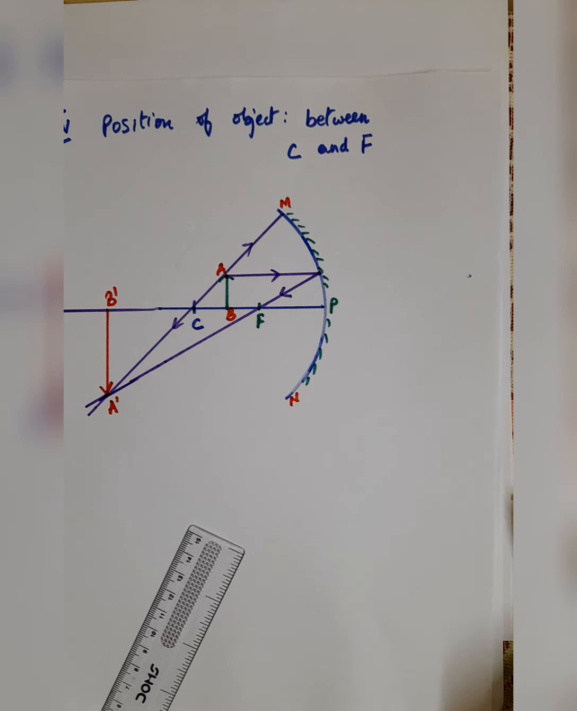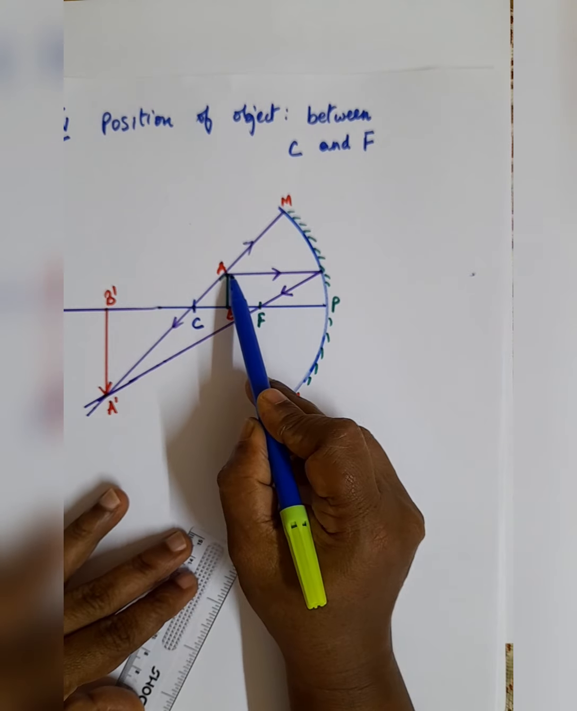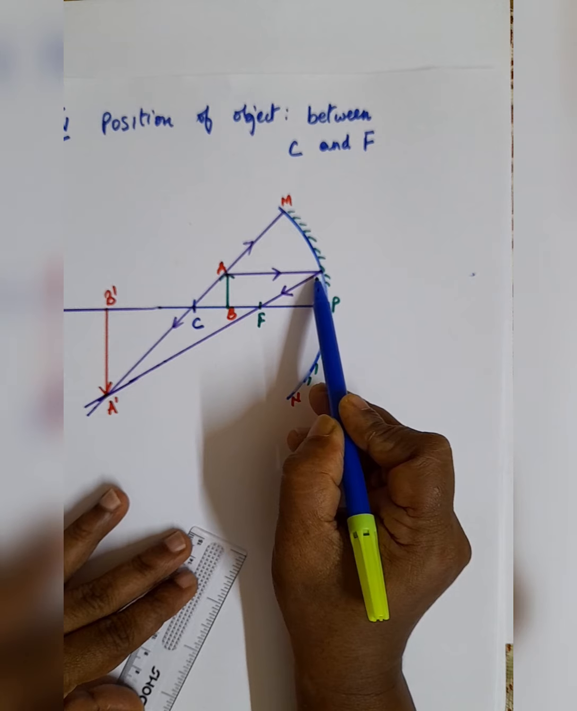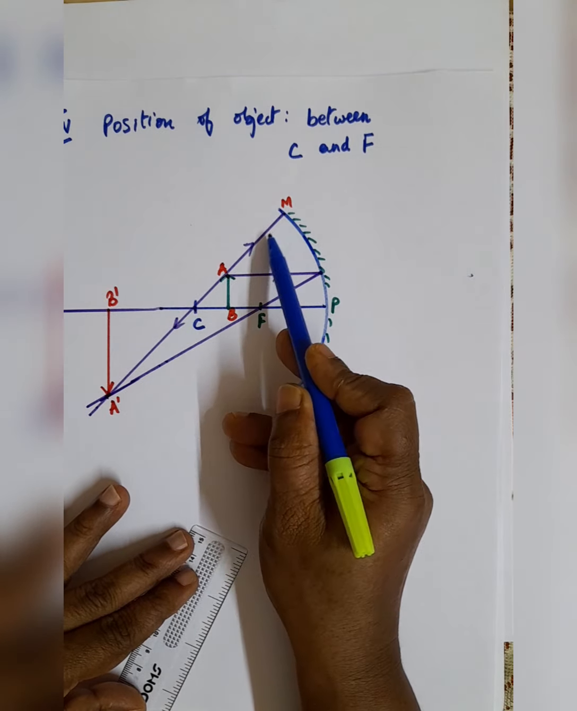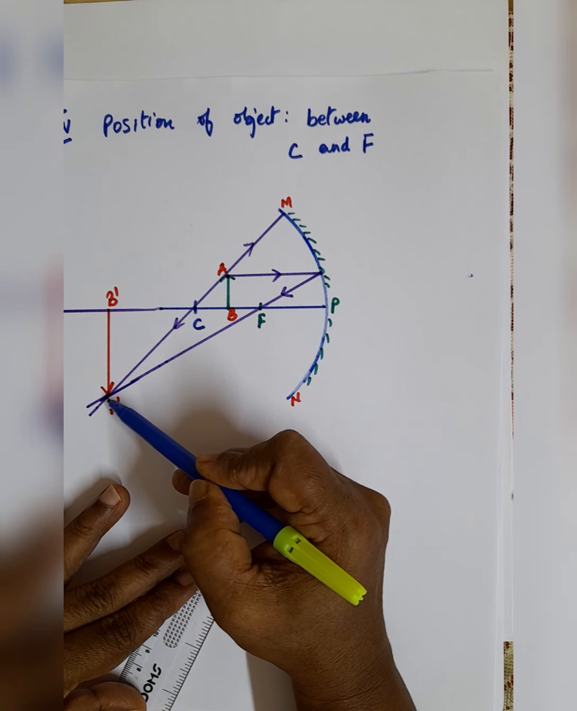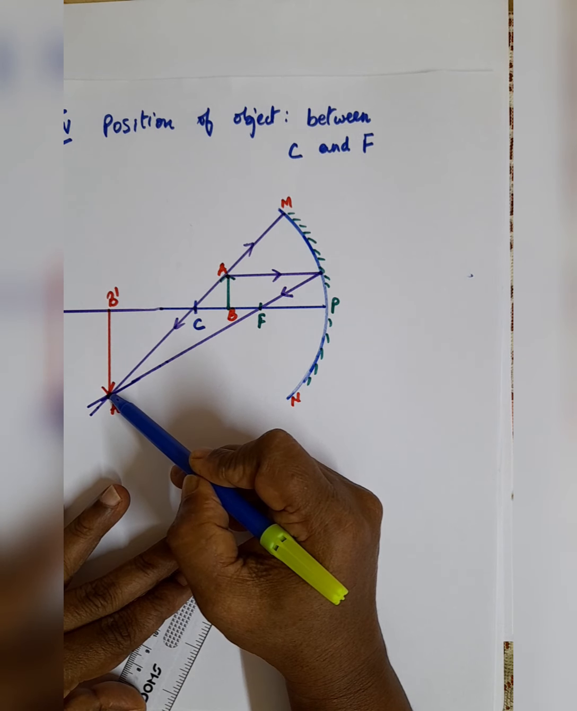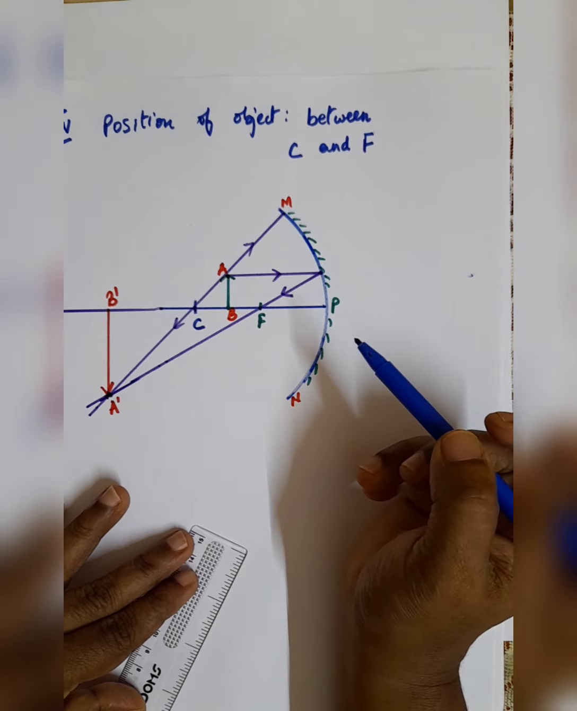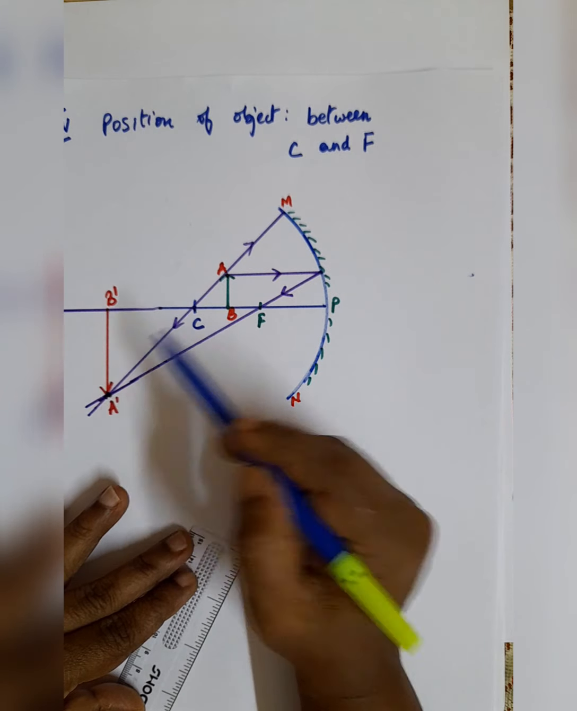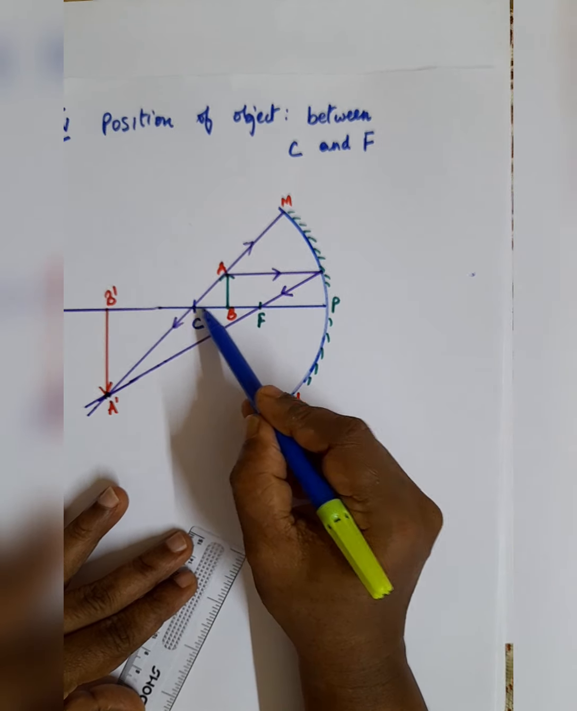So let's revise again. The first ray goes parallel to the principal axis. After reflection, it passes through F. The next one goes to C. It comes back along C itself, and both the reflected rays meet here in front of the mirror itself, and what you get is the enlarged image. So to get an enlarged image, you have to place the object between C and F.